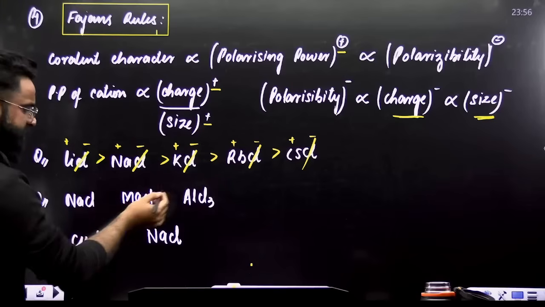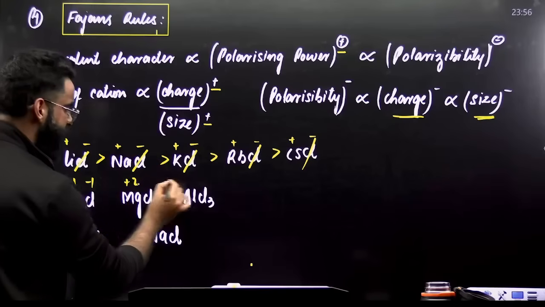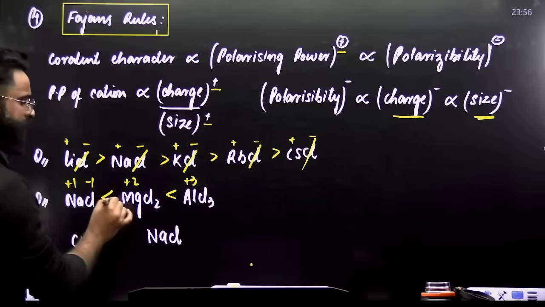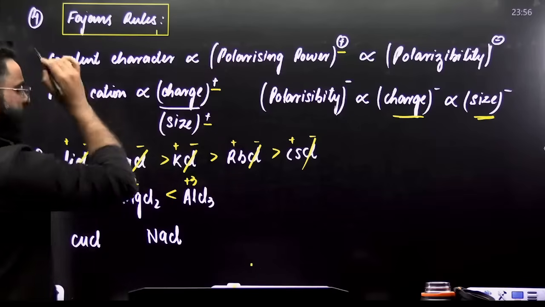Similarly, NaCl, MgCl2, AlCl3. This is Na positive, Cl negative, right? This Mg di positive, this Al tri positive. More the charge on cation, more the polarizing power. More the polarizing power, more the covalent character.